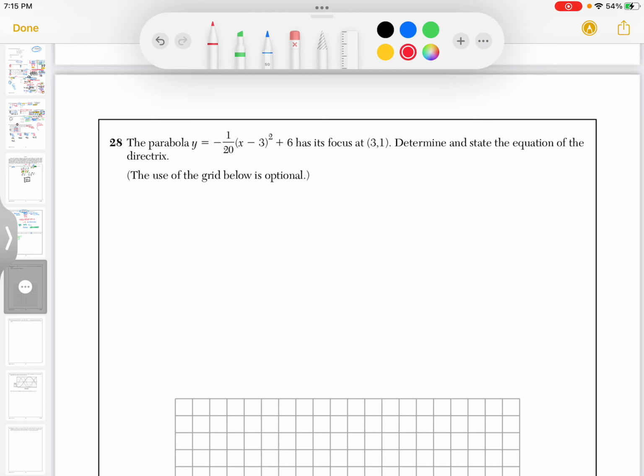All right, number 28. We love these questions so much. I know I do. The parabola, blah, has its focus at 3, 1. Determine and state the equation of the directrix.